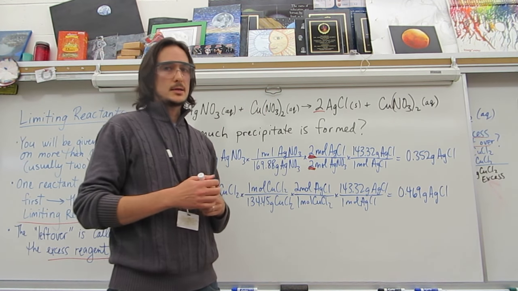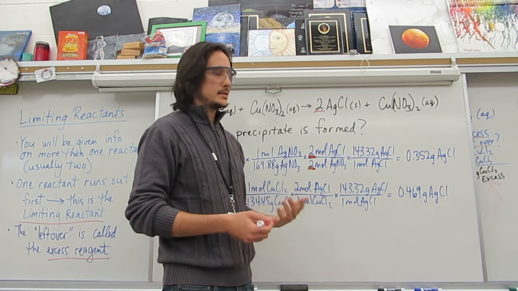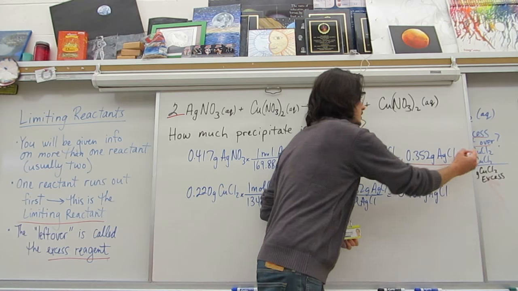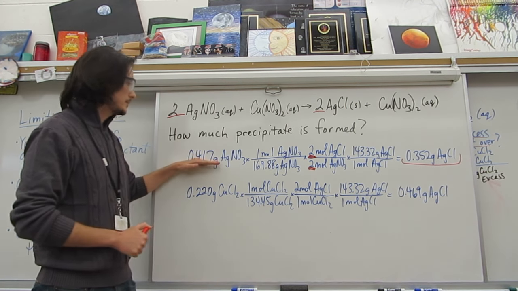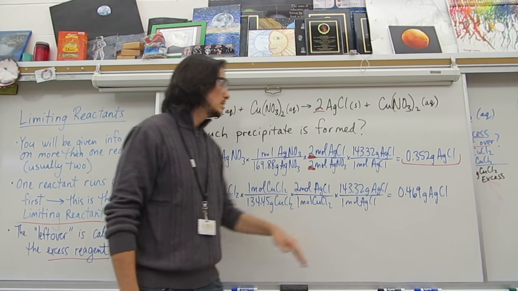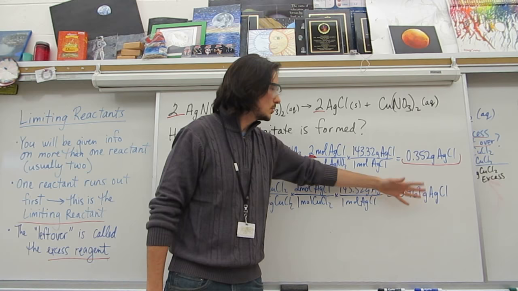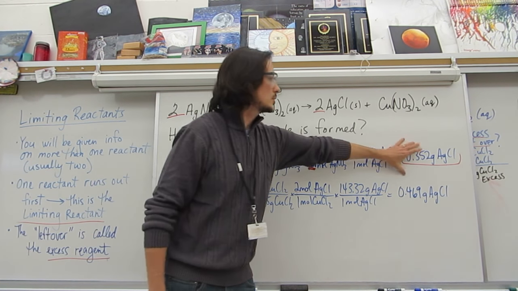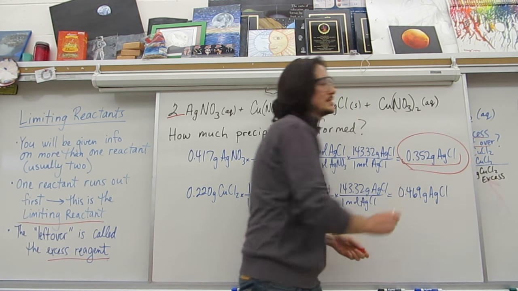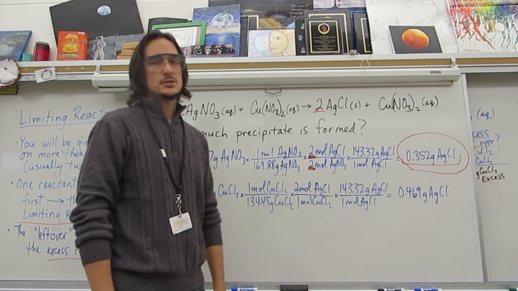What you're going to find is that when you have a limiting reagent problem, you get 2 different answers. The answer is the lower one. You have enough of this reactant to produce this much product. You have enough of this reactant to produce this much product. So you can produce this. Anyway, this is how much precipitate is going to be formed. Okay, so those are 3 questions you should be able to answer.